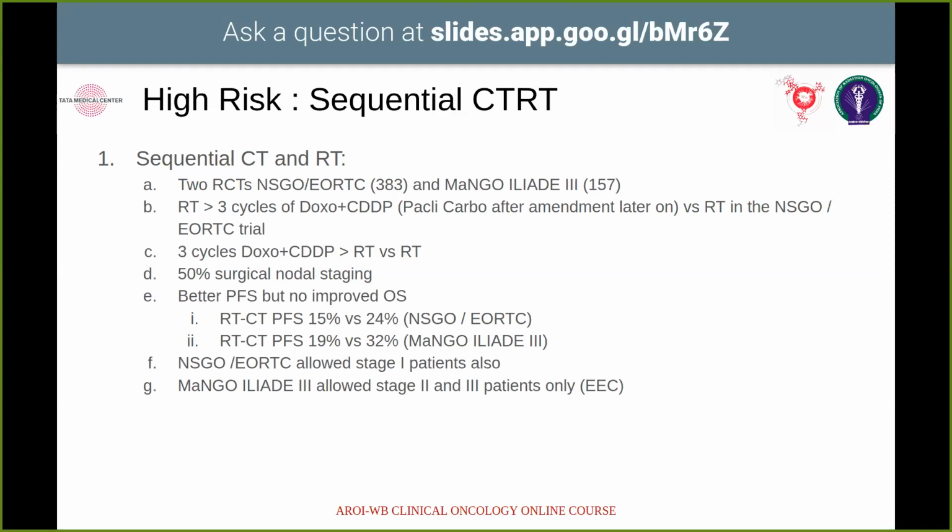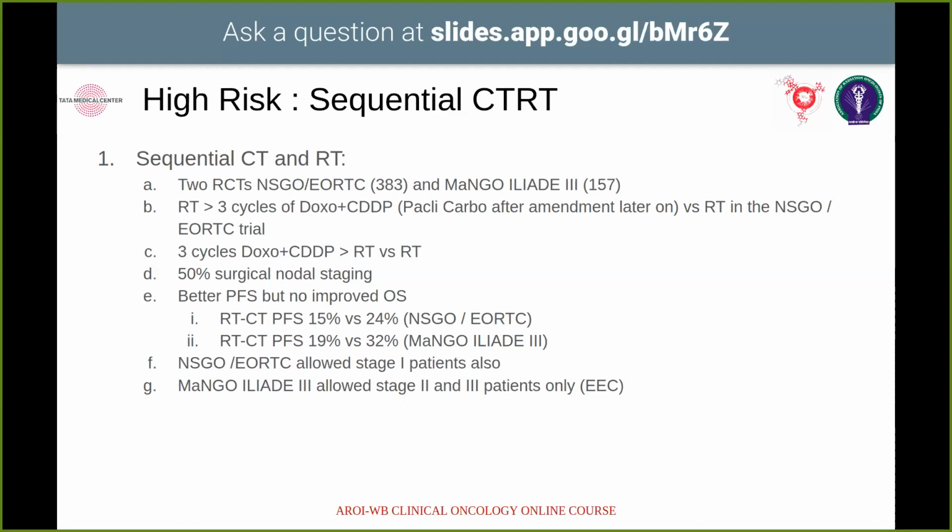Now, what happened was that these studies gave doxorubicin and cisplatin. And in the URTC trial, it was given after radiotherapy, while in the ILDA3 trial, it was given before radiotherapy. They compared radiotherapy alone as the control arm. It is important to remember that around half of the patients had nodal staging. So this is very important when you are reading trials of endometrial cancer. You must remember that nodal staging makes a difference in terms of your volumes, as we will shortly see.